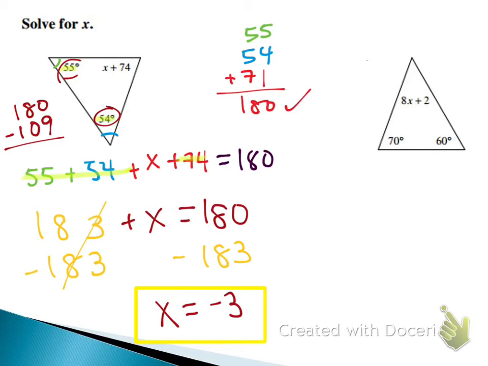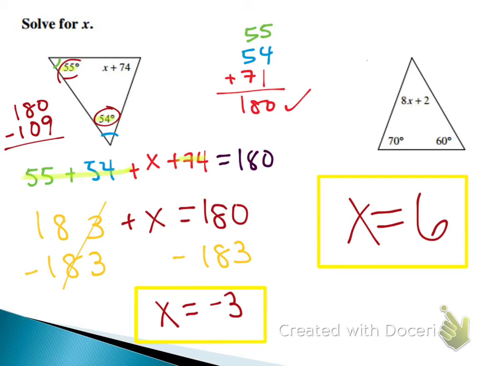I just checked your math. Good. All right, so when you add them up and set them equal to 180, what do we get for x? We get 6. So x equals 6. Perfect.